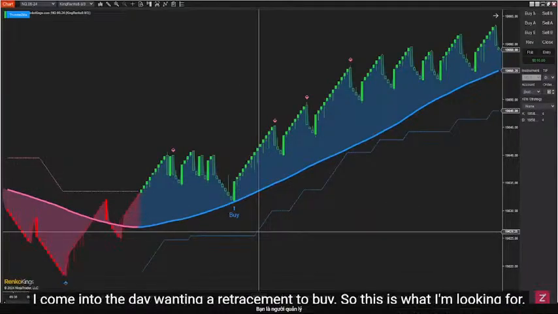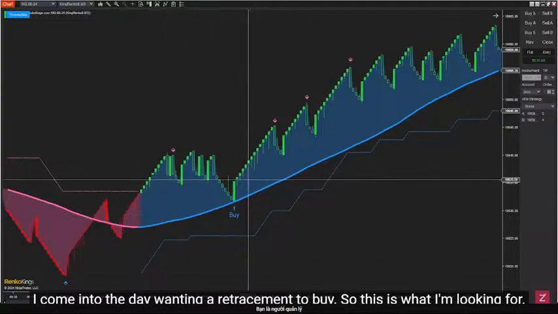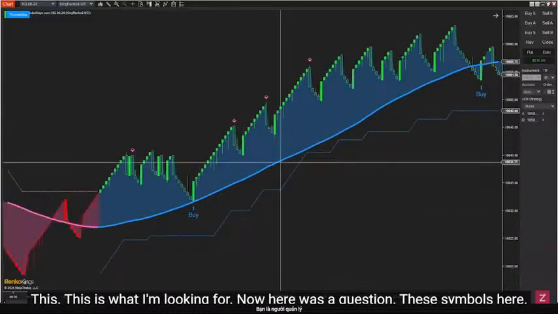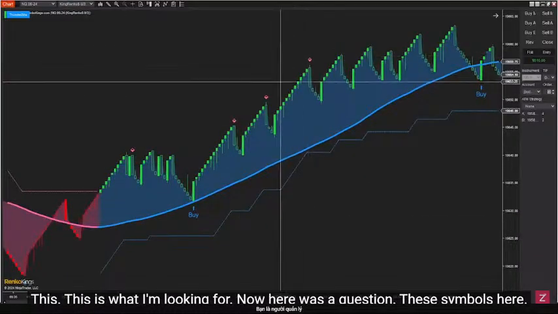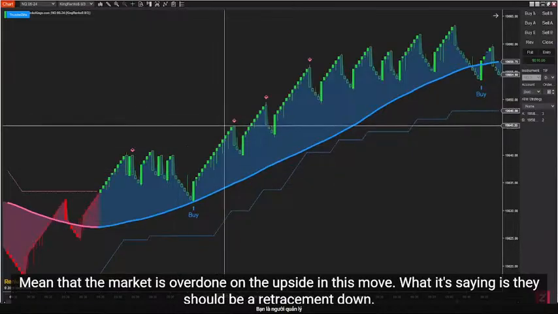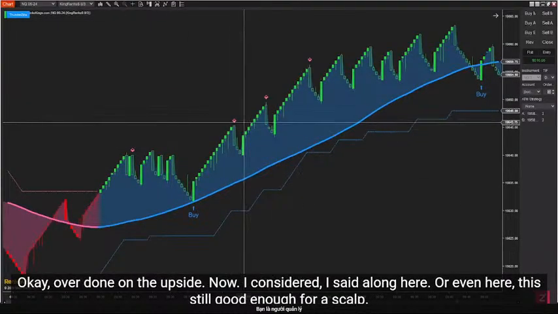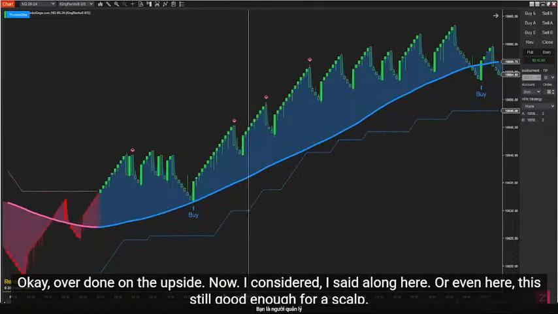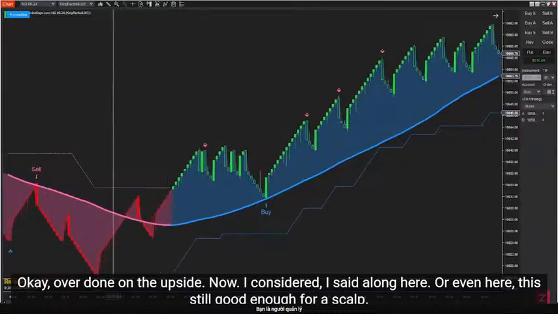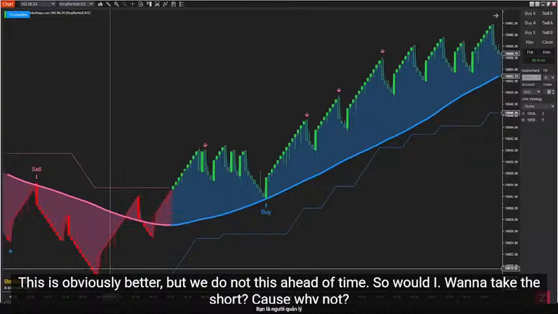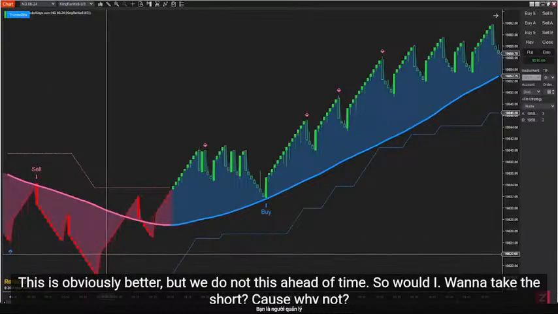I come into the day wanting a retracement to buy. So this is what I'm looking for. Now, here is a question. These symbols here mean that the market is overdone on the upside. In this move, what it's saying is there should be a retracement down, okay? Overdone on the upside. Now, I said along here or even here, this is still good enough for a scalp.